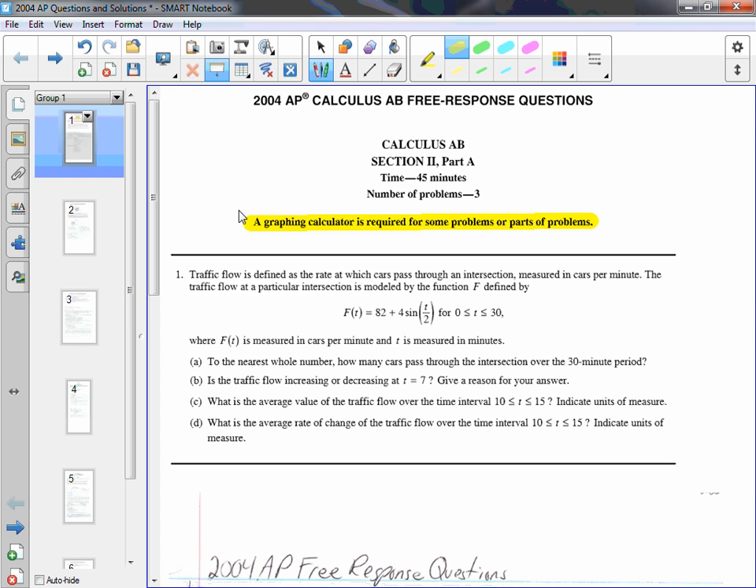Okay? All right, so part A. To the nearest whole number, how many cars pass through the intersection over the 30-minute period? All right, so they're asking us to accumulate something, aren't they? The number of cars. So what should we be thinking? Integral, definite integral.